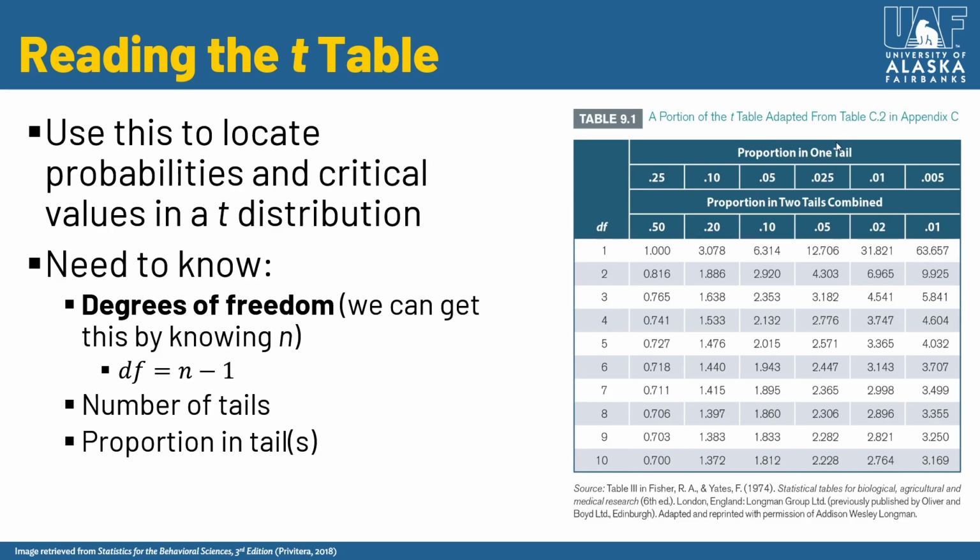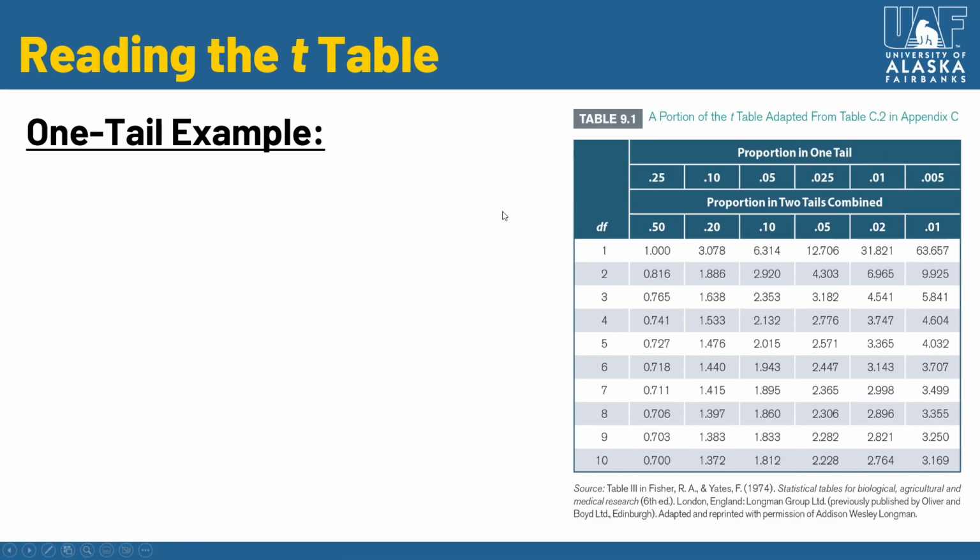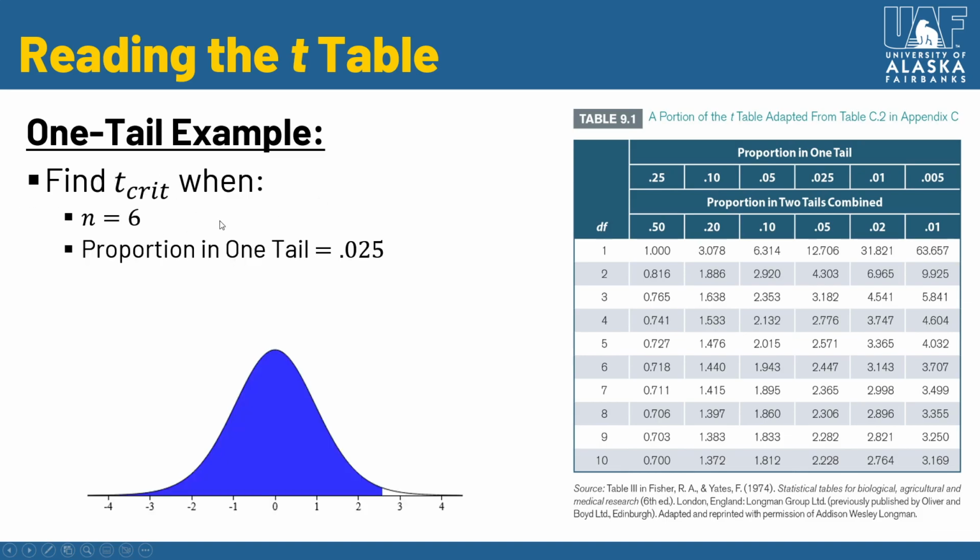So again, like we talked about, 1 and 2 tails, those are some examples of distributions we might see. So let's just do a couple of examples here. Again, most of what you'll see in this module is 2-tail distributions, but I'd like to give you examples of both to help you understand or distinguish between the two. So in a 1-tail example, if I'm asking you to find the critical value of t when n equals 6, then the proportion in 1 tail is 0.025. In other words, this here is 2.5% of the overall distribution.